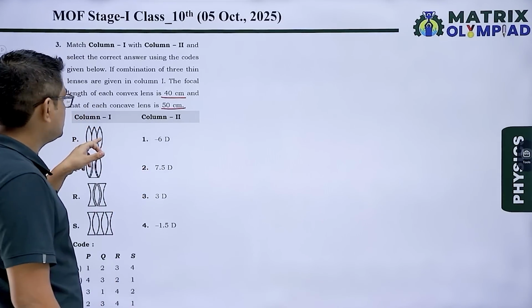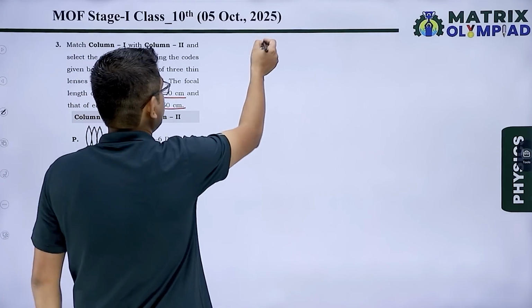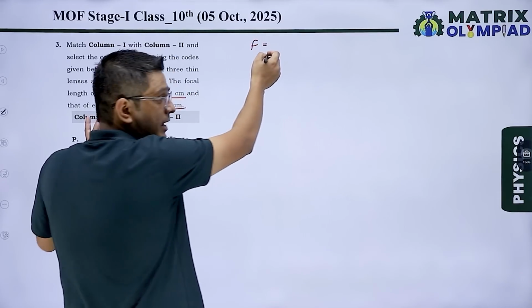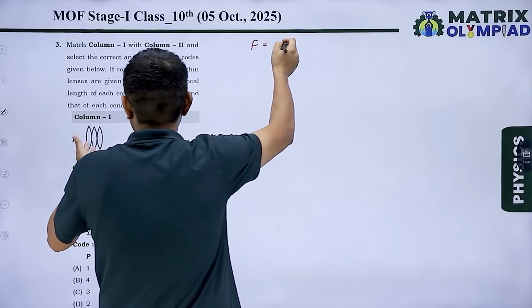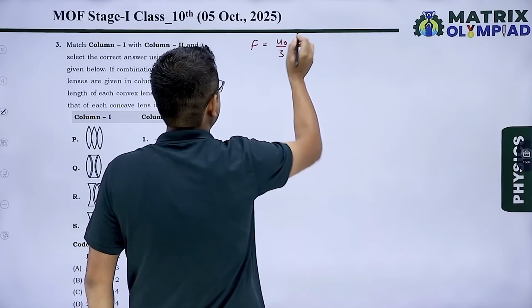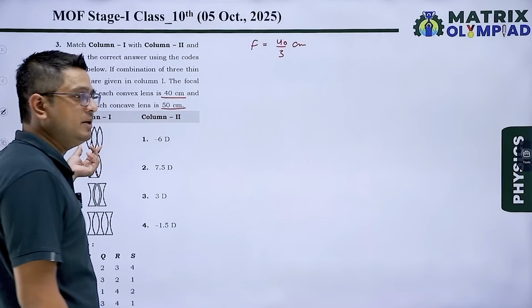So we know that for these three, we can check the focal length. F is equals to, the formula is F by N, and that is 40 divided by 3 centimeter. This is the equivalent focal length for this combination.